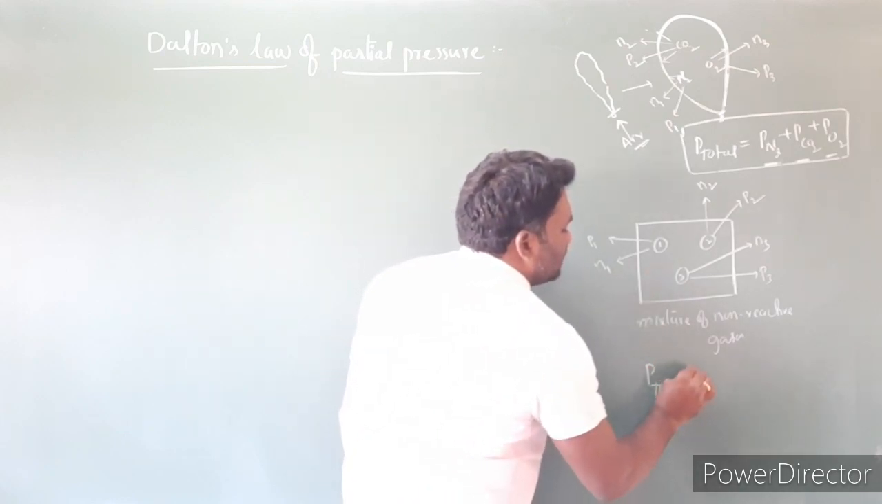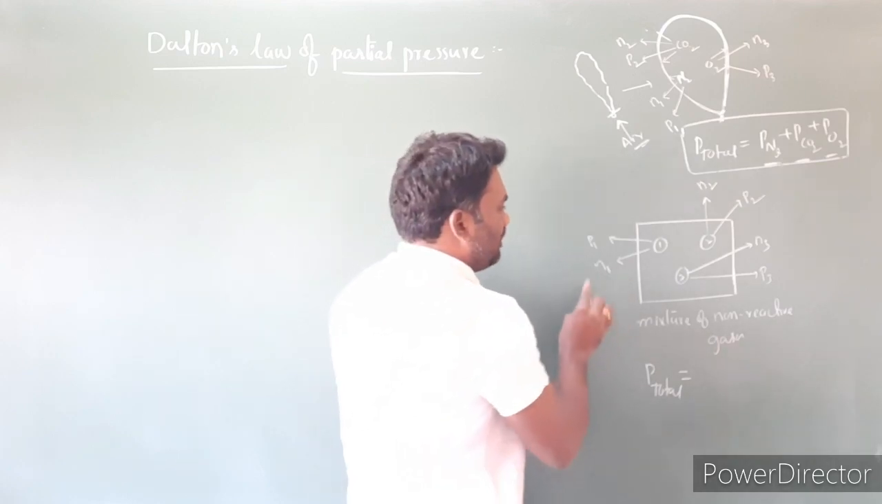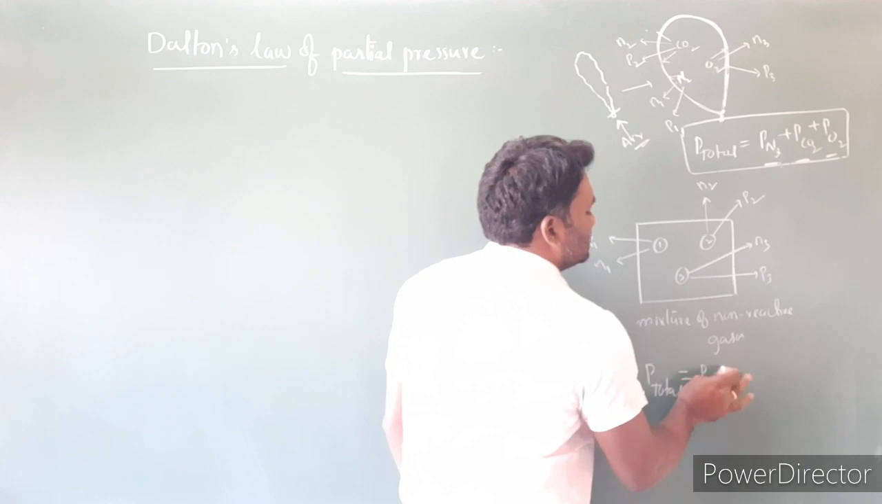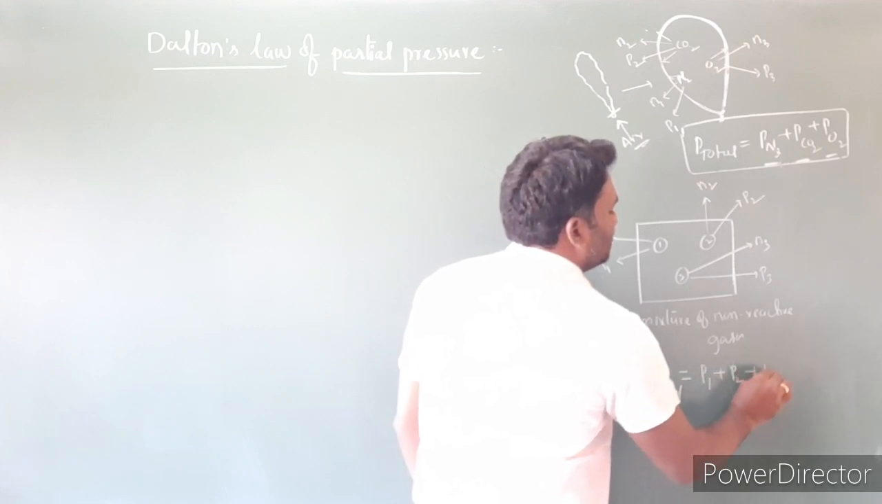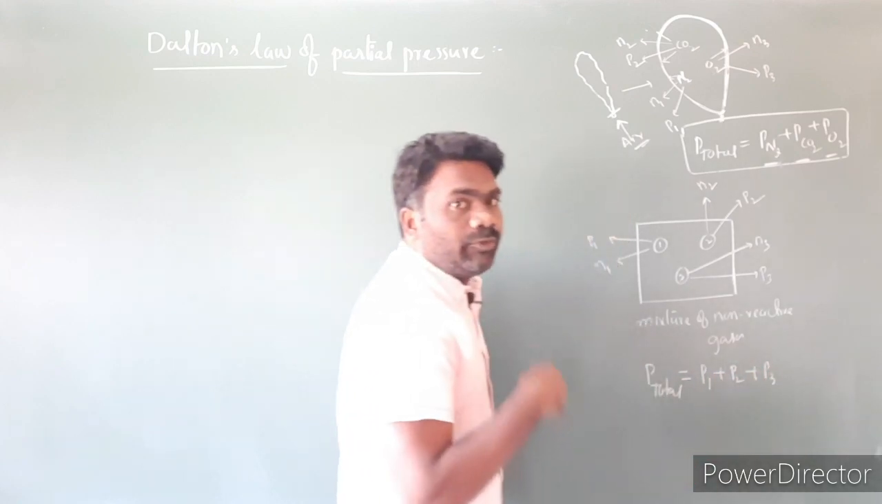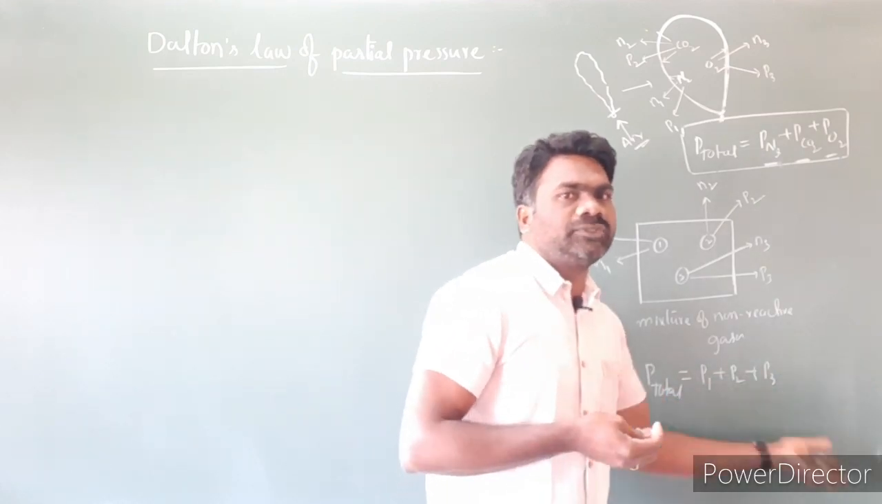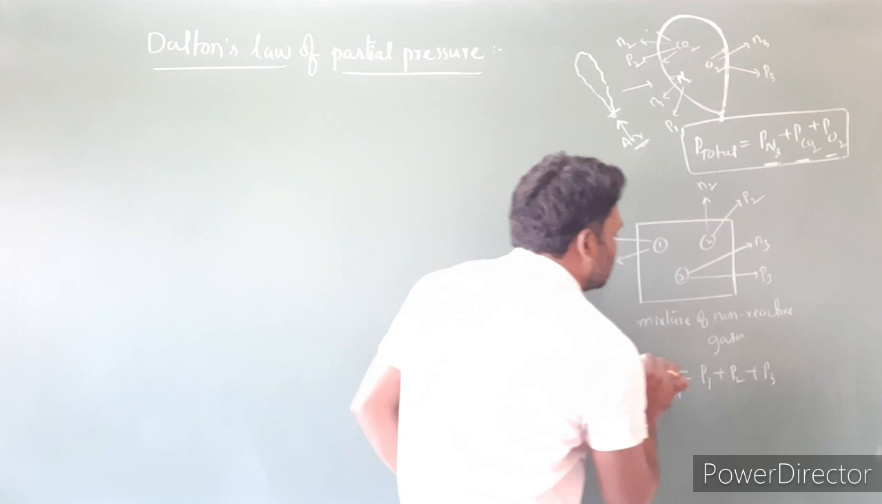The total pressure is equal to the sum of the partial pressure of the first gas plus partial pressure of the second type of gas plus partial pressure of the third type of gas. If one more gas is there, we have to add a P4. If one more gas is there, we have to add a P5 and so on. So this is the total pressure.